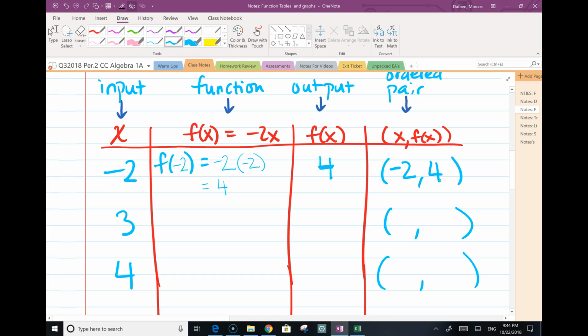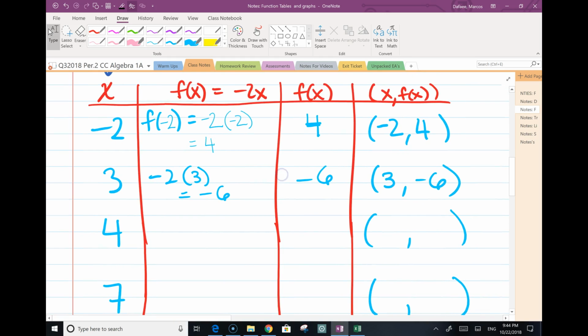Okay? They all work the same way. But for the future inputs, I'm not going to write f of that input. I'm just going to go right into the substitution and then the answer. So for my next input, which is a 3, I'm going to have negative 2 times 3, and that will be negative 6. Now negative 6 is my next output, so that goes there. That's a value of f of x or my y, and then I get 3 comma negative 6.